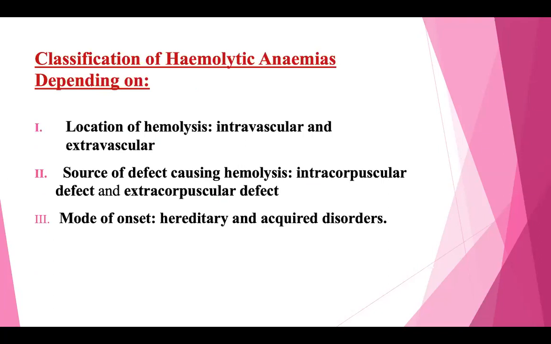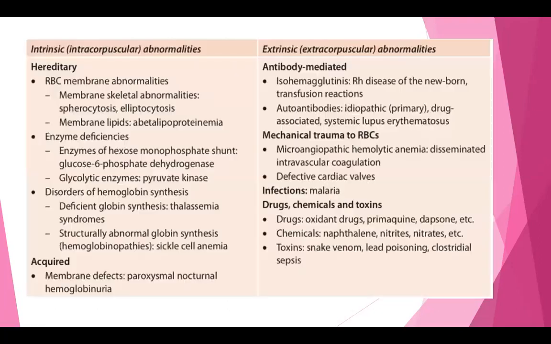So the classification depends either on the location of hemolysis, which is either intravascular or extravascular, or on the type of the defect, either an intrinsic defect, which is called intracorpuscular, or an extrinsic defect, which is called extracorpuscular, or on the mode of onset, which is either hereditary causes or acquired causes.